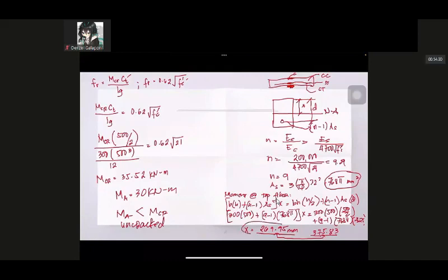269.95. So, that is the value of x from the top fiber up to the neutral axis. So that is the neutral axis. This is 269.95. This is your D.